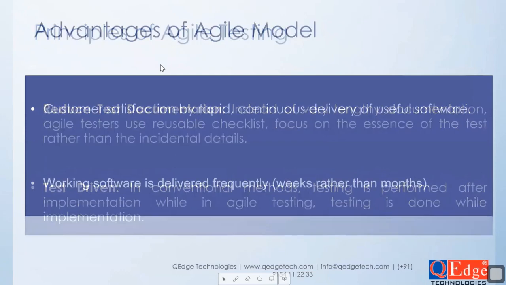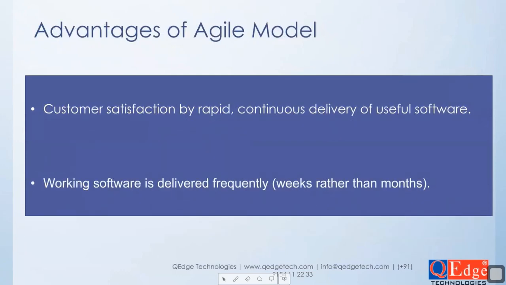So what are the major advantages of this agile model? Note this. Advantages of agile model. What is the first one you are seeing here? Agile model guarantees more customer satisfaction by rapid delivery of usable product to the business.